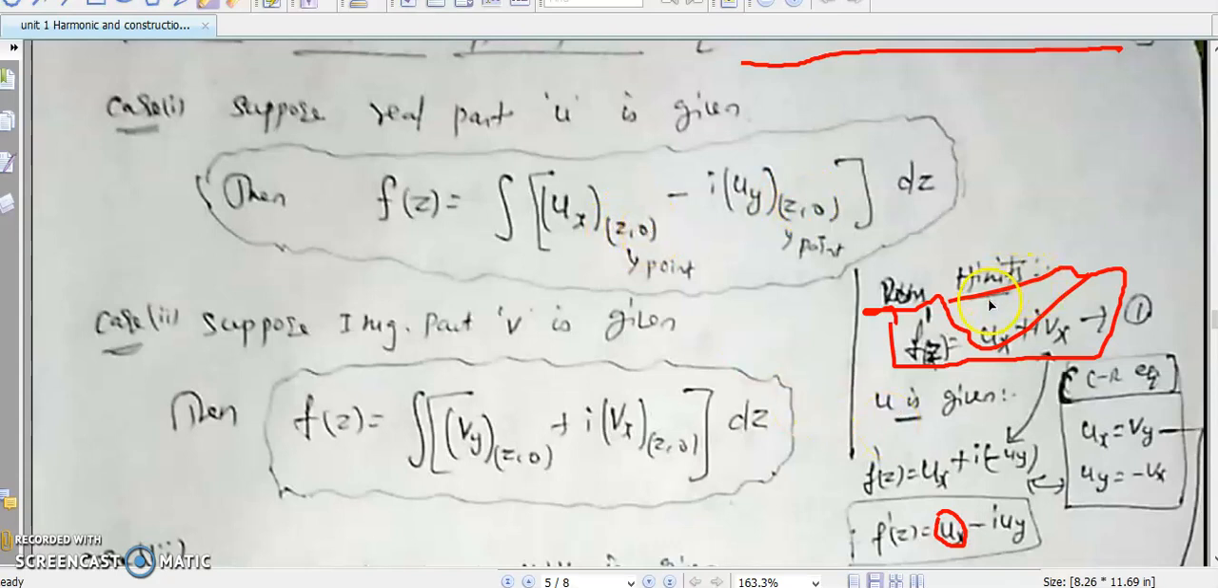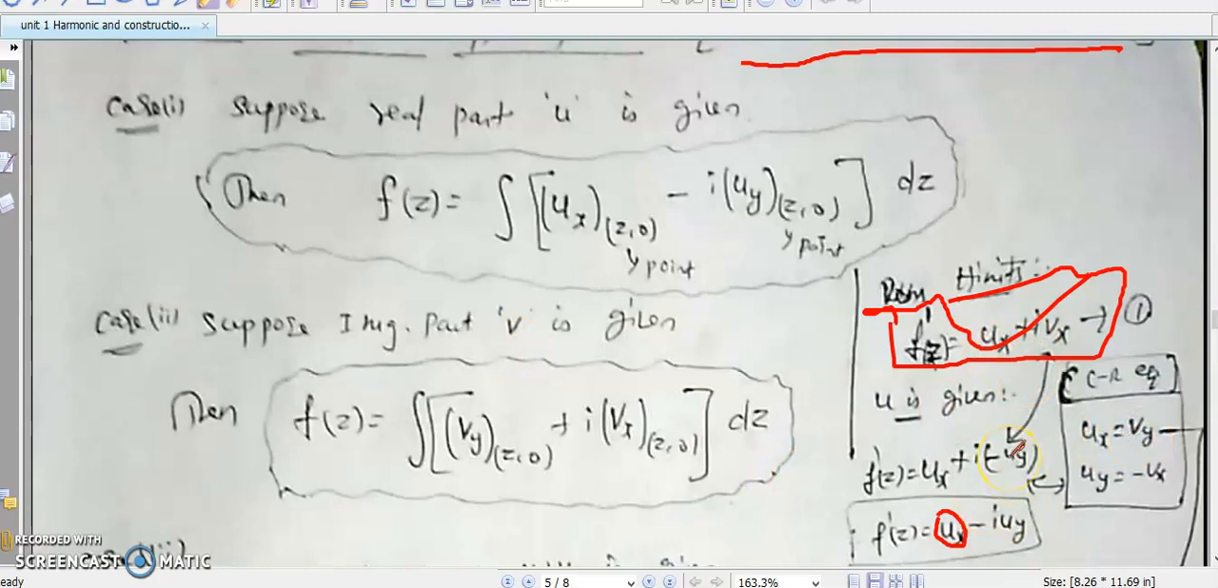Another important way to find the formula is using f dash of z equal to ux plus i vx. If u is given, both terms must be in terms of u itself. If v is given, both must be in terms of v itself, based on the CR equations. So when u is given, replace vx using the CR equations. Next, at the point z comma 0, integrate on both sides and we get these formulas. Similarly, when v is given, you can replace ux in terms of vy.